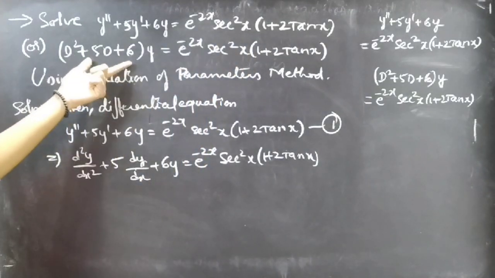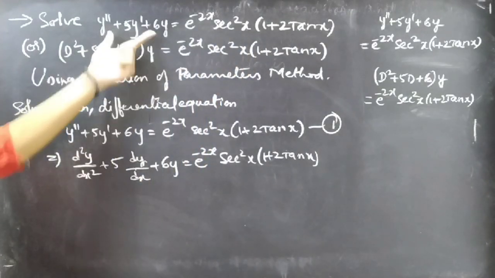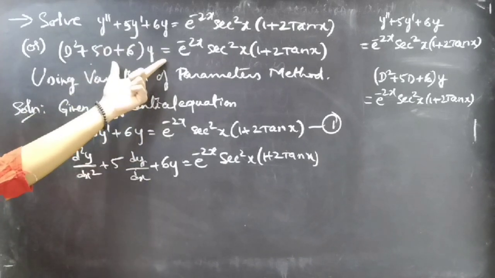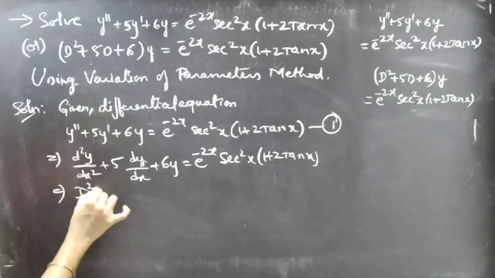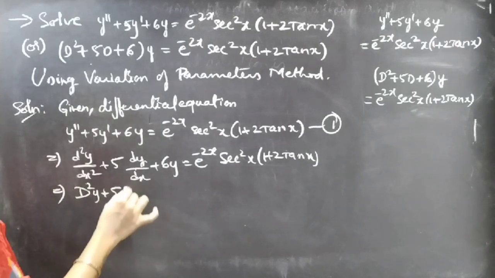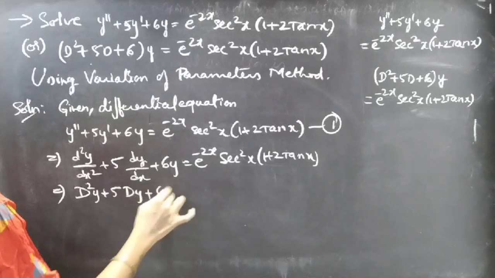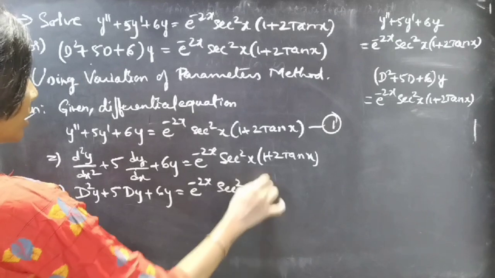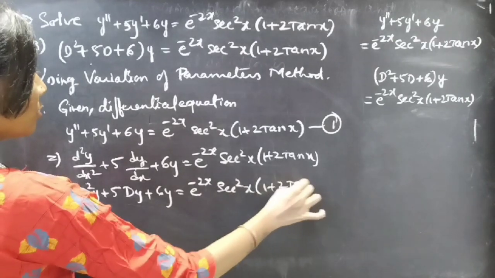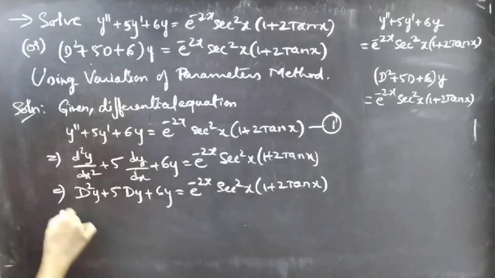The second equation is the first equation in operator form. Both the equations are the same. Now we can write d square y by dx square as capital D square y plus 5 into dy by dx as Dy plus 6y equal to e power minus 2x into secant square x of 1 plus 2 tan x. Now take y common from all the three terms of LHS.